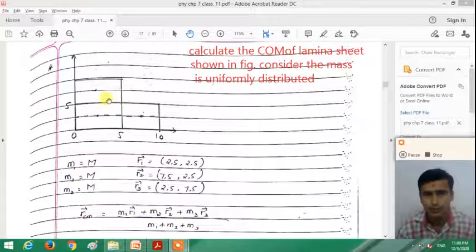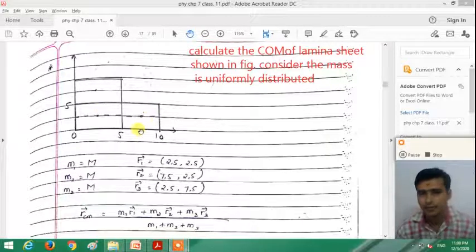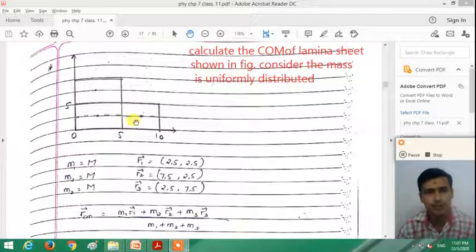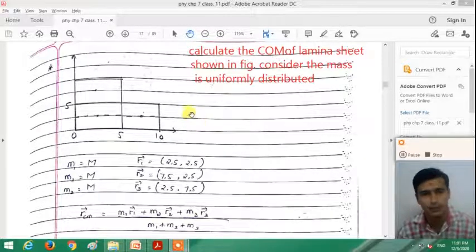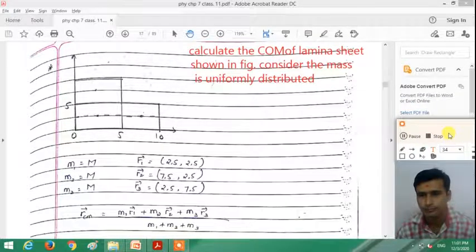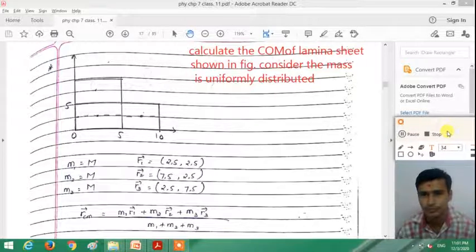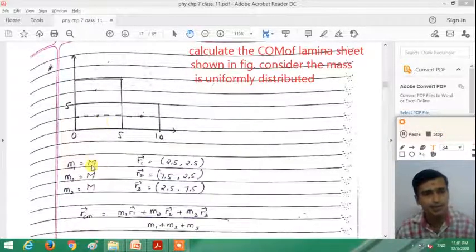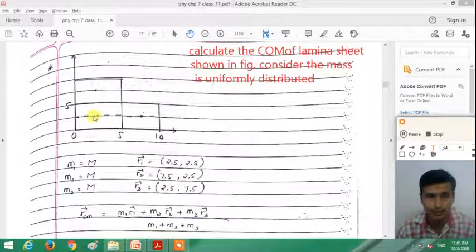So first of all, three lamina sheets are connected. For the center of mass, we require two things: the mass of the lamina sheets and the center of mass of each lamina sheet. So here consider that the mass of each sheet is capital M. We need to find the position vector of each sheet, or we can say the center of mass of each sheet. So here in the first case, the first sheet having a mass capital M, the center of mass of the first sheet is at this point. Now calculate the location of this center of mass of the first sheet.